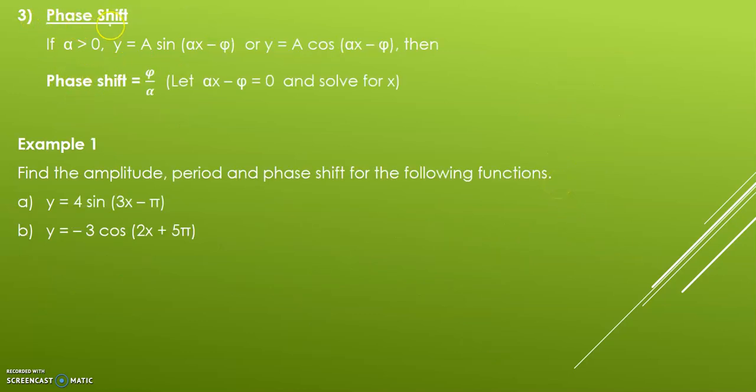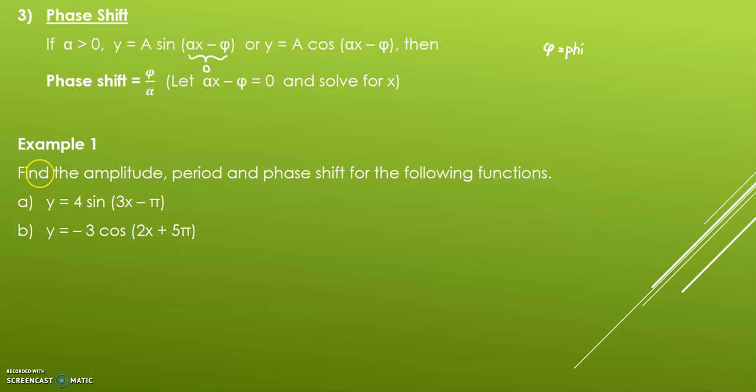Next, we look at phase shift. If alpha is greater than 0 and y equals a sine alpha x minus phi, or y equals a cos alpha x minus phi, then the phase shift is equal to phi over alpha. Or we can let this bracket equal to 0 and solve for x. Then we can find the phase shift.